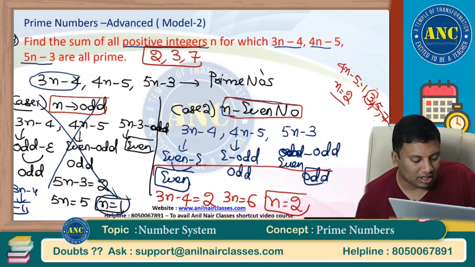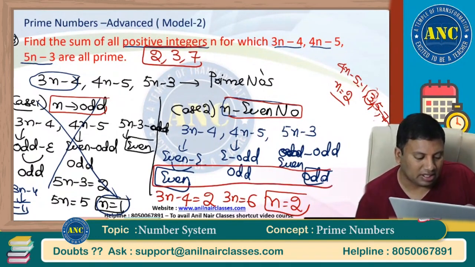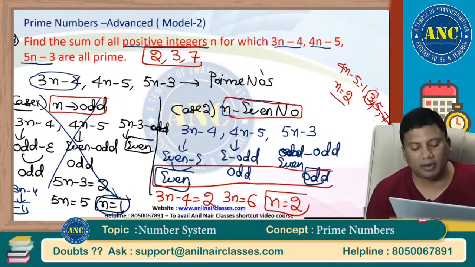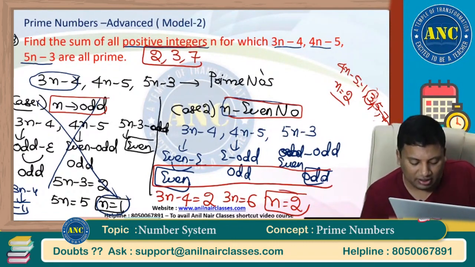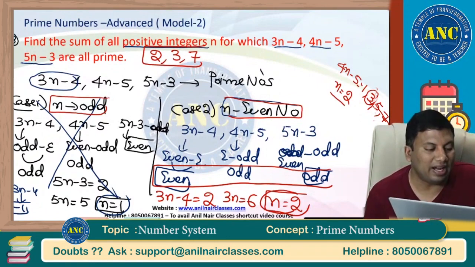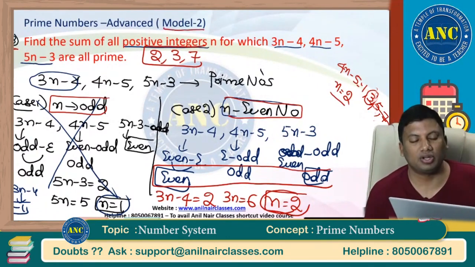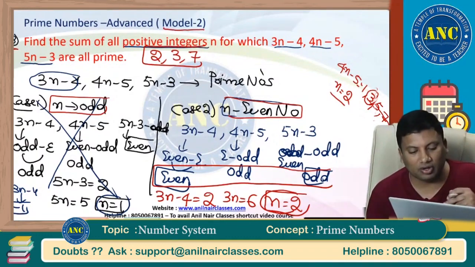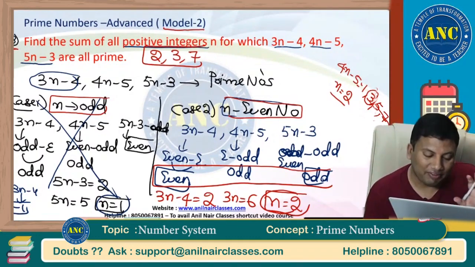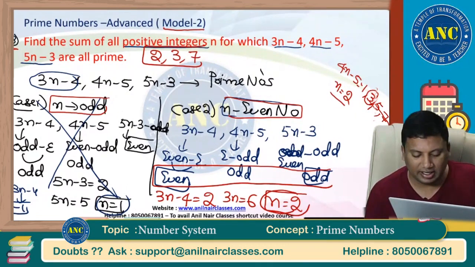Even, odd, odd. The only even prime number possible is 2. So 3n minus 4 is 2, and the n value is nothing but 2. Very, very important variety of questions. In case you are watching this video, after the video, kindly watch it again for effective learning. I hope the idea is clear.